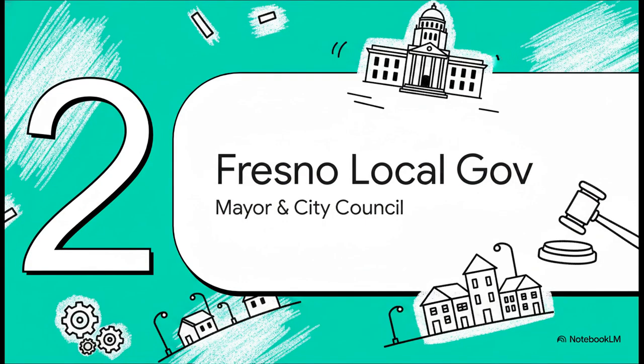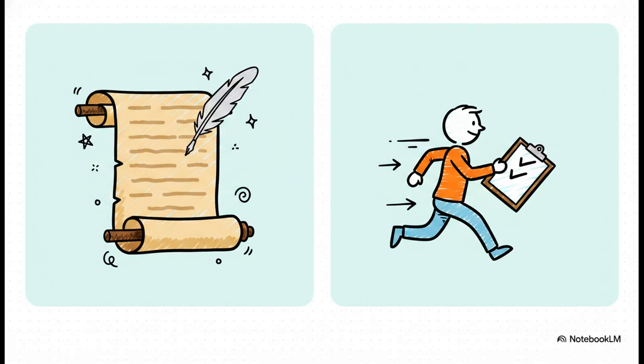Moving right along to Section 2, Fresno Local Government, Mayor and City Council. Let's compare those first 2 branches side by side to make it crystal clear how a city operates. The legislative branch is essentially the rule makers. Their whole job is to create the laws. On the flip side, the executive branch is the team that carries those laws out. They're totally responsible for making sure the rules actually happen and are followed in our day-to-day lives.